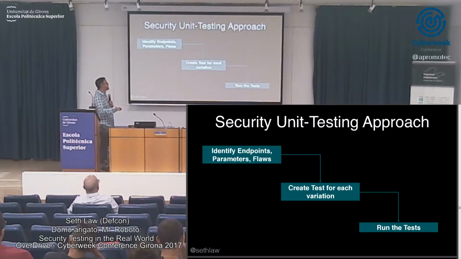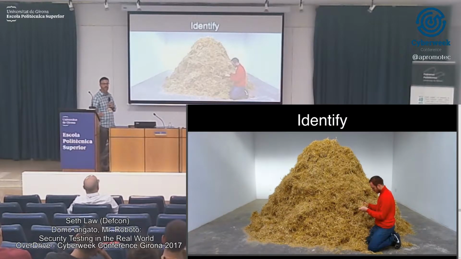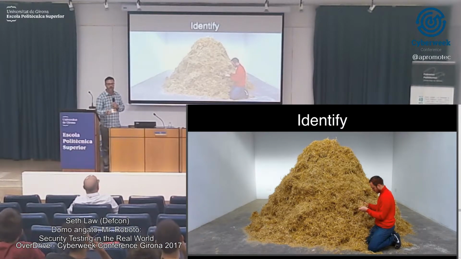If we're testing realistically, it's identify the endpoints, create the test for each variation, and run those tests. Identify often looks like this from a security perspective. Like you're trying to find this one needle in the haystack on how do I know which vulnerability that I need to test for this endpoint. As a tool, it's very hard to do this. But as a developer, guess what? They built that haystack themselves. They probably can do this a lot quicker than your tool can or your security team can.